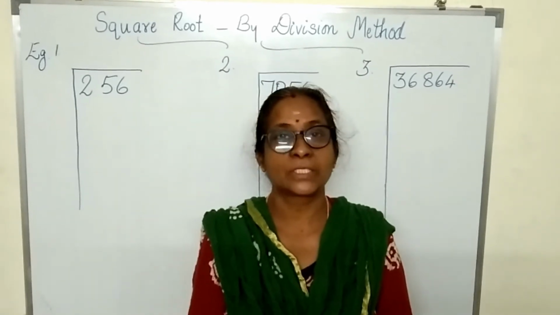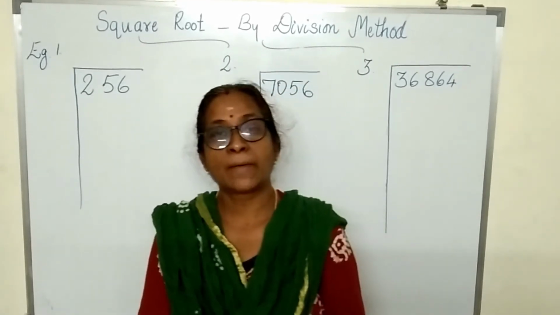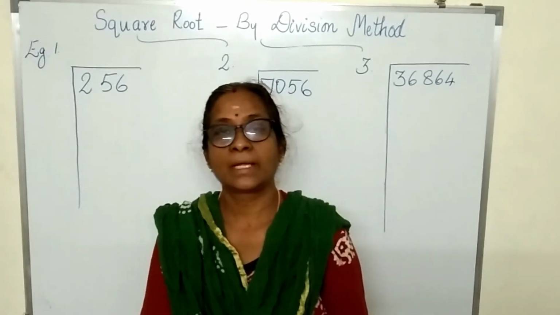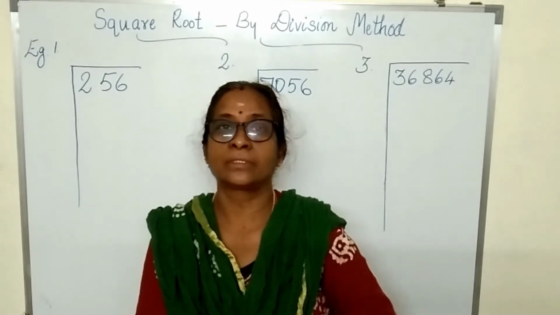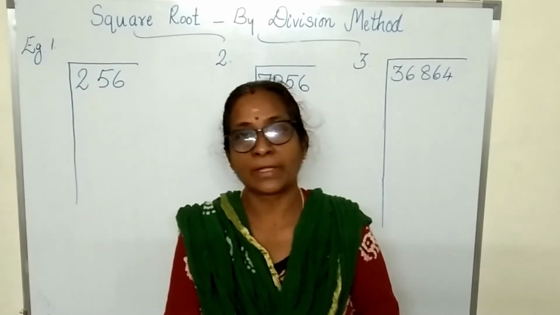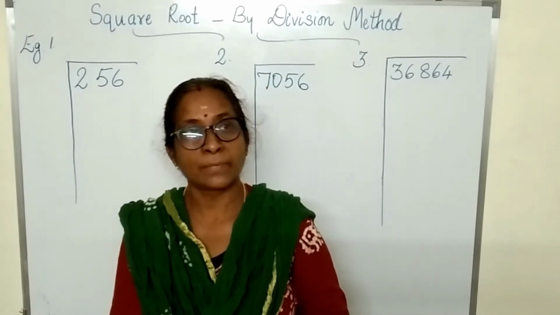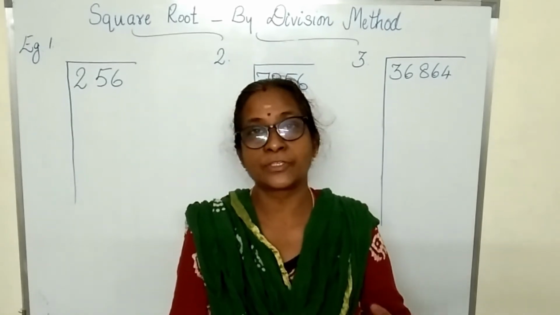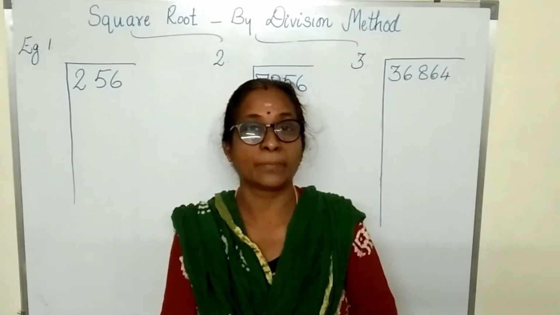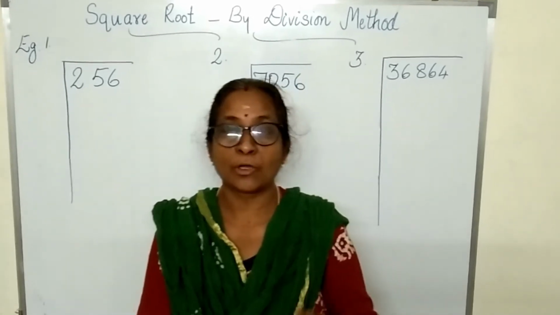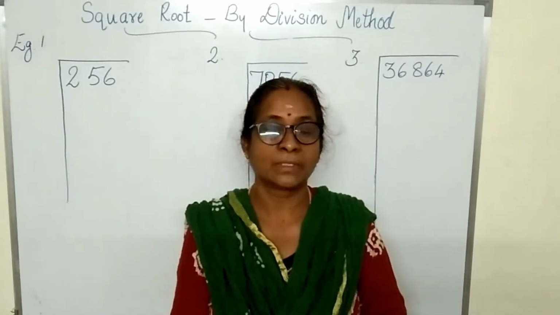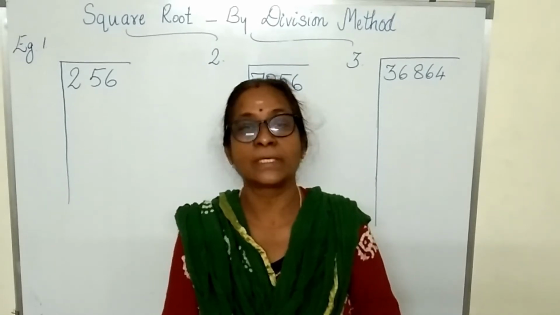Methods of finding square roots. When the numbers are small, we can use methods like repeated subtraction, factorization, and prime factorization for finding the square roots. But sometimes the numbers are very large, maybe 4 digit, 5 digit, or sometimes 6 or 7 digit numbers. Those methods will be very long and it won't be easy to find the square roots using them. Then we have to use another method.